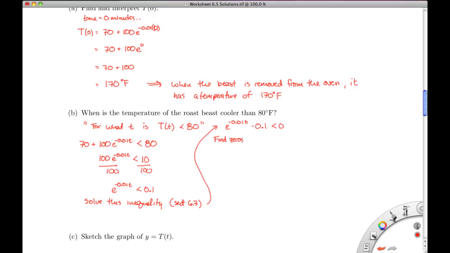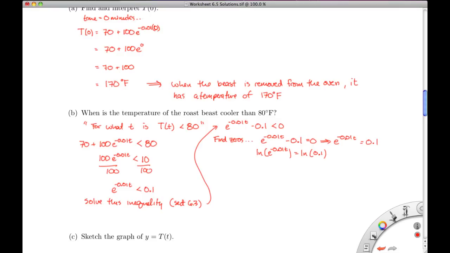This is the procedure we talked about in 6.3. So we've got e to the negative 0.01t minus 0.1 is equal to 0. We're going to solve this through. So we have e to the negative 0.01t is equal to 0.1. We take the ln of both sides, so we've got the ln of e to the negative 0.01t is equal to the ln of 0.1.